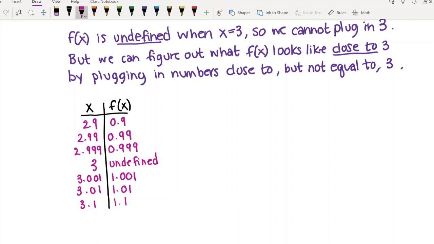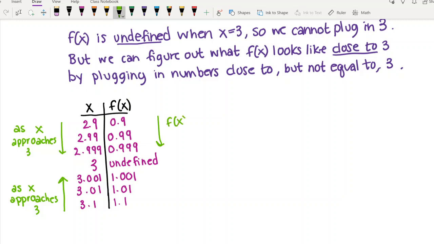Okay, so what is going on here? Notice that if we look at the x values we're plugging in, as x approaches 3, from both directions, we're getting closer and closer to 3. So if we're looking at what happens as x is getting closer to 3, f of x is getting closer and closer to 1 from both directions. And we'll get into that directions thing in a little bit.